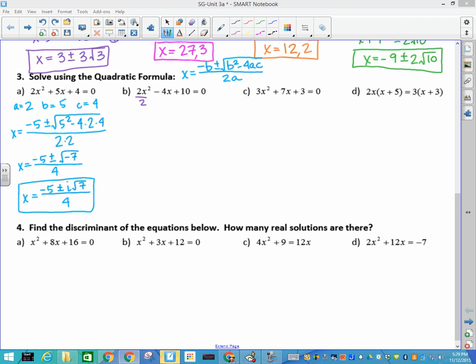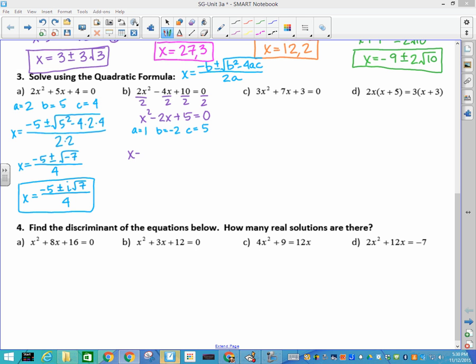So here, I'm going to divide everything by 2 because I have an equation. I can divide both sides by that and not have to worry about the 2 anymore. So that gives me x squared minus 2x plus 5 equals 0, since 0 divided by 2 is 0. So back to that, that means that a is equal to 1, b is equal to negative 2, and c is equal to 5.